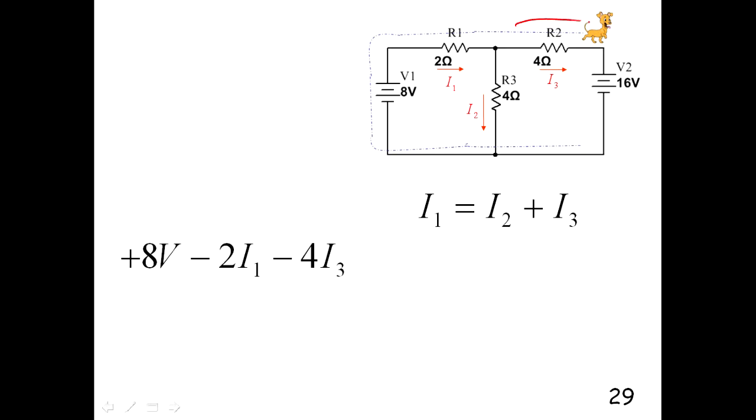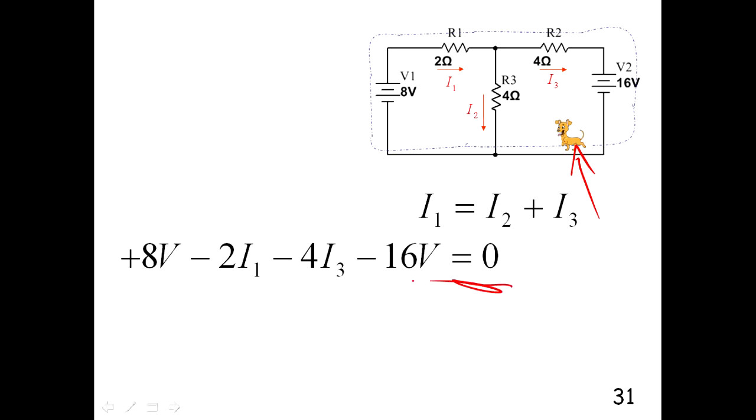Now the dog goes with the current again, so it's another voltage drop, minus 4 times I3, and it's our assumed direction, even though we know that it's going to be wrong. We just go with our assumptions. Now the dog's about to walk across a battery where he's going to go positive to negative, so he goes from a high voltage to a low voltage, so it's minus 16 volts when he jumps across that battery. And then he's back to where he started, so it's equal to 0. The change in voltage is 0.